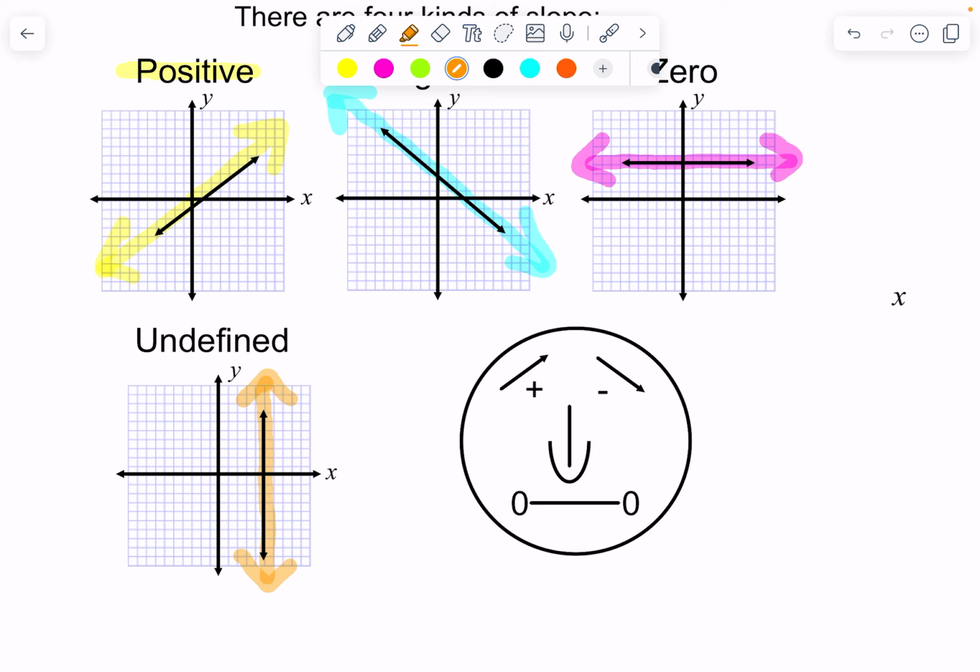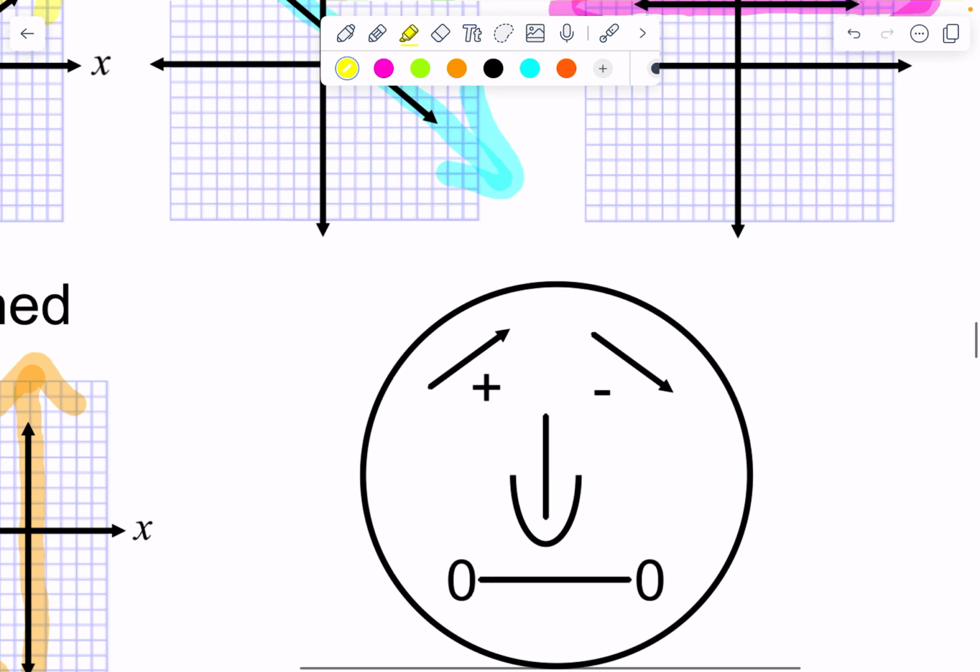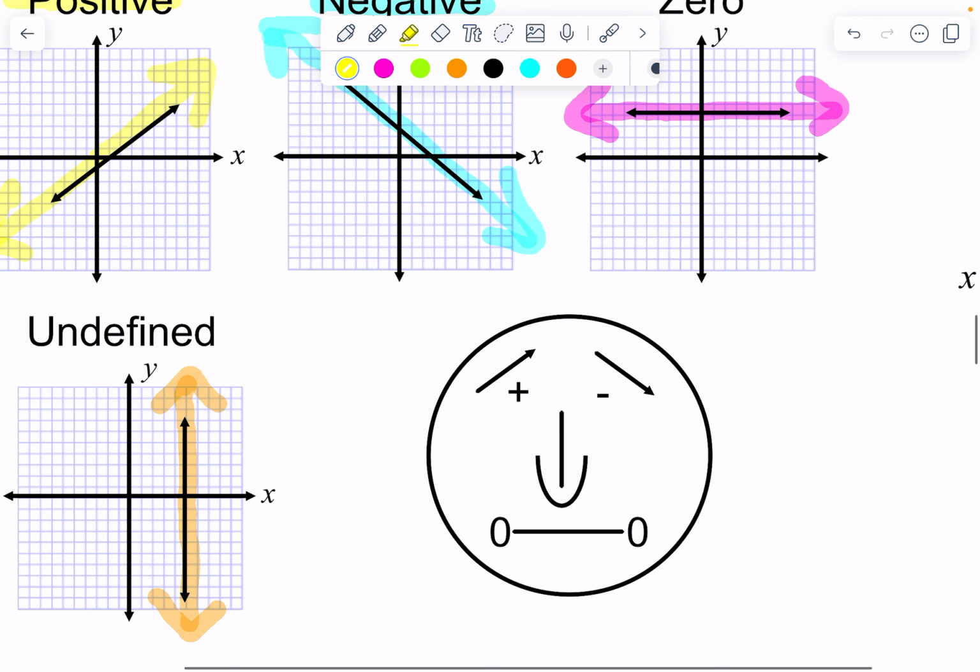And then I've created this friendly guy here. He's called Slope Man. If you look at the way it works, I have a positive slope as an eyebrow. Then I have a negative slope as the other eyebrow.